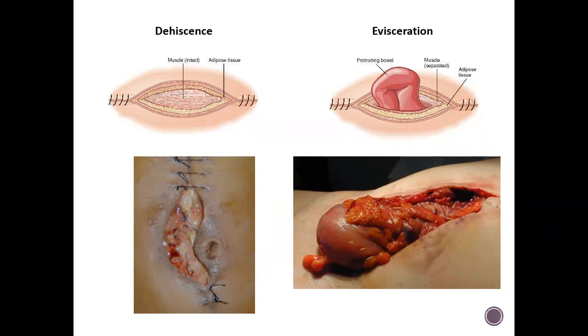Nursing interventions include teaching the patient to splint the incision with a pillow or folded blanket, or to use an abdominal binder for comfort while coughing and deep breathing and during movement. If dehiscence or evisceration occurs, we need to cover the wound with gauze moistened with sterile saline. The gauze should be sterile as well as the saline, and we need to notify the physician immediately.